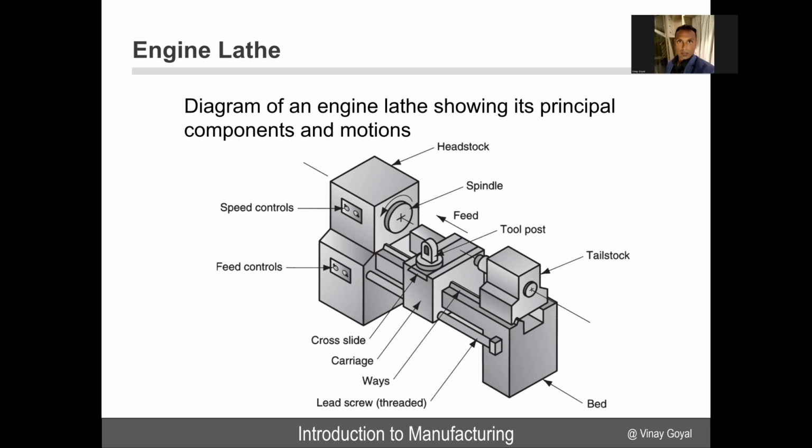Here's a diagram of an engine lathe showing its principal components and motions. You have speed controls here, you have feed controls, the headstock is here, and the spindle here allows the rotation. You have the feed, the tool post, the tailstock, the bed, which is the foundation, the cross slide, the carriage, ways, and the lead screw. All these components are part of the engine lathe. You'll have experience through the lab portion of this course learning how to use the engine lathe. And I'll show a video a little bit later that describes some of this.